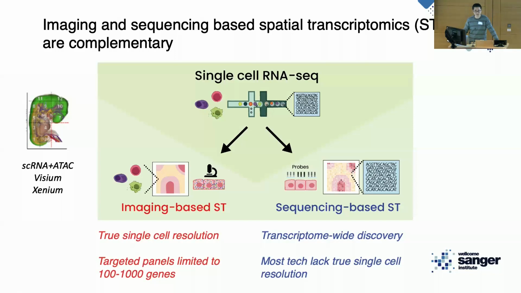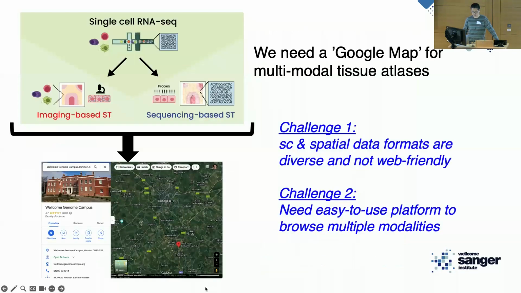So it will be ideal to combine these different modalities together, in order to get a holistic view of each single cell in the human body. So the idea is to create a Google Maps kind of thing for all human cells. But we do have some technical challenges.